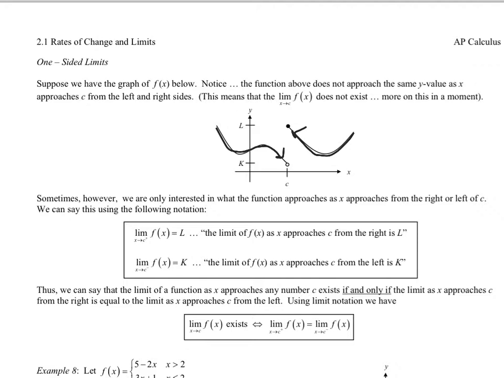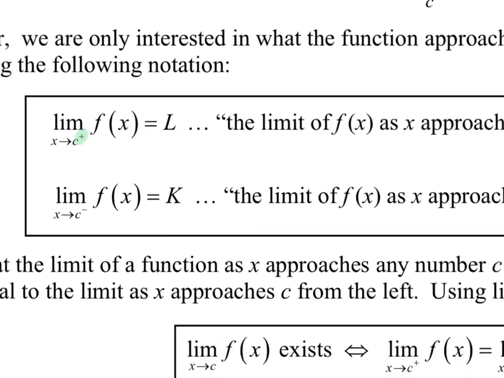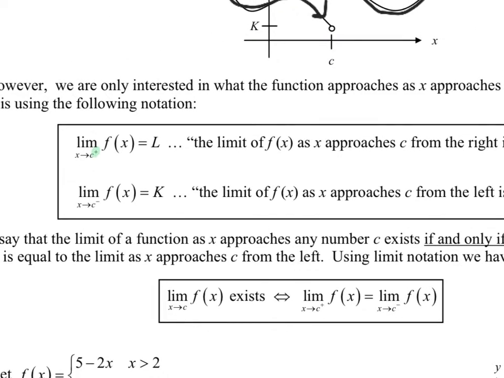Sometimes, however, we are only interested in what the function is approaching from the left or the right of c. And we can say this using the following notation. The limit of f of x as x approaches c from the right is L, and the limit as x approaches c from the left is k. So the limit from the right and the limit from the left. I'm not sure if you've seen these before, but we denote the right with a plus sign, from the positive side, and we denote the left-hand side with a minus sign.